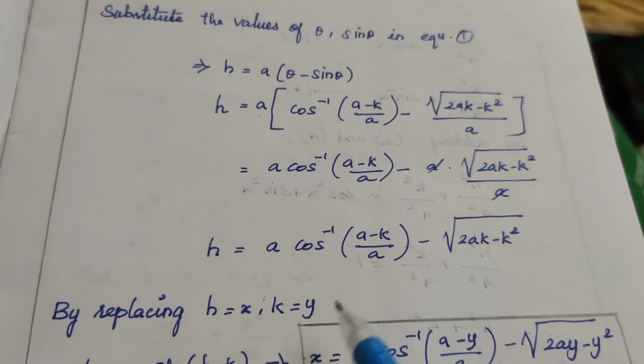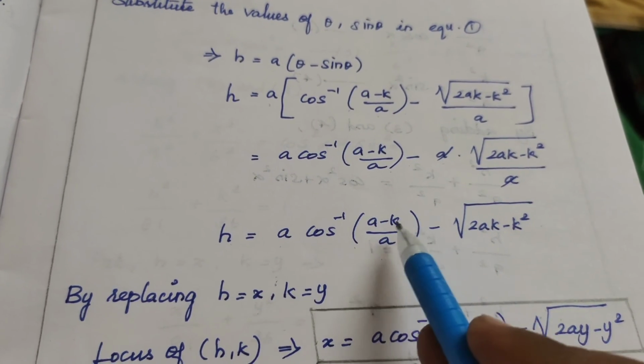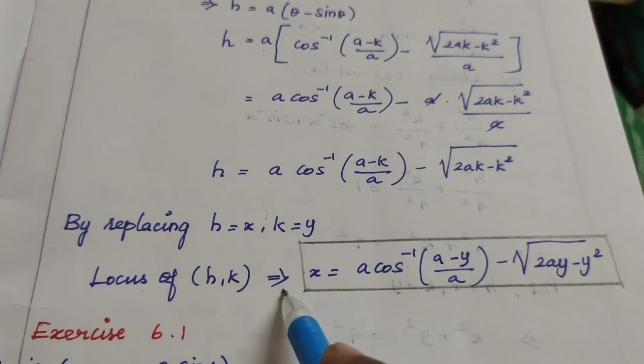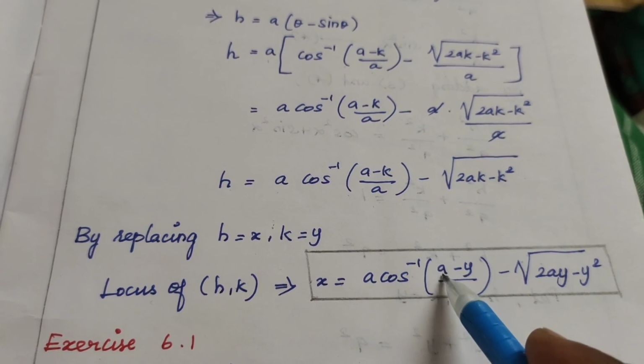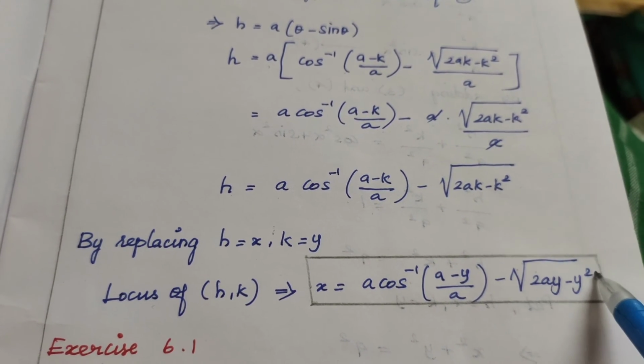By the last step we replace h by x and k by y. We get the locus of (h, k) as x equal to a cos inverse of (a minus y by a) minus root of (2ay minus y square).